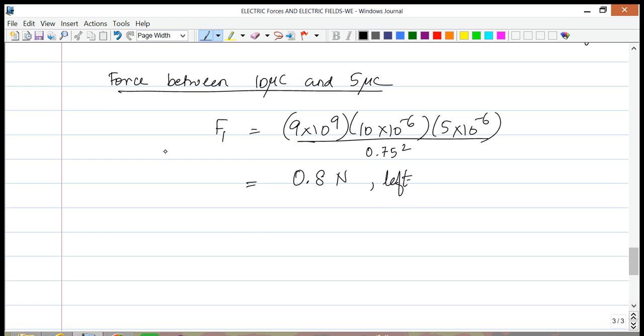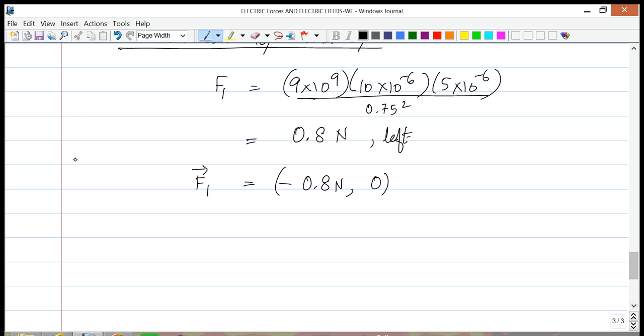Now that we have this, let us also write the force in vector form. Since it's to the left, its x component is negative 0.8 and the y component is 0. So negative 0.8 newtons and 0 newtons. Great. Let's find the force between the 10 microcoulomb and the minus 2 microcoulomb charge.